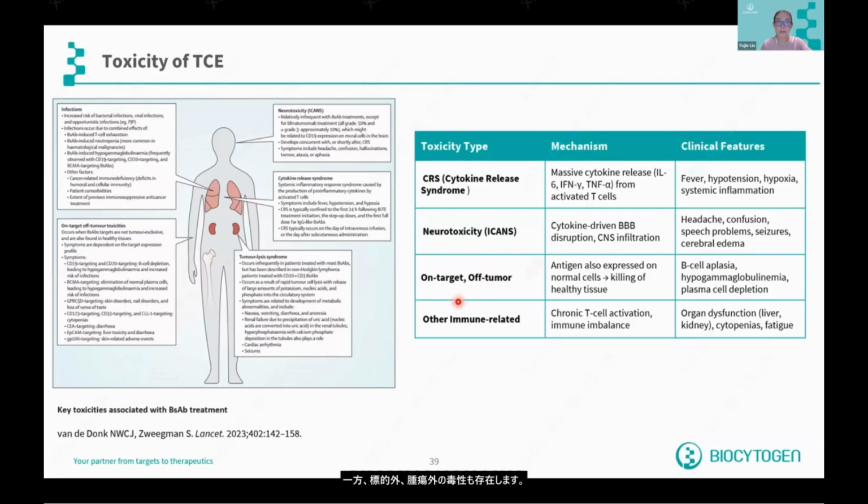Meanwhile, there is on-target off-tumor toxicity. It is because the antigen can sometimes also be expressed on normal cells, leading to the killing of healthy tissues. And some other immune-related toxicity happens after the treatment. So in this case, if we want to evaluate both CRS and on-target off-tumor toxicity, humanized mice are the best choice for the evaluation, because they also express the antigen in the mice themselves.